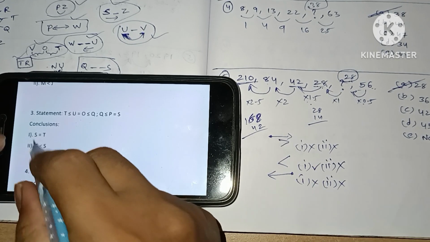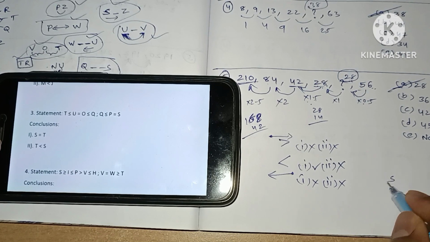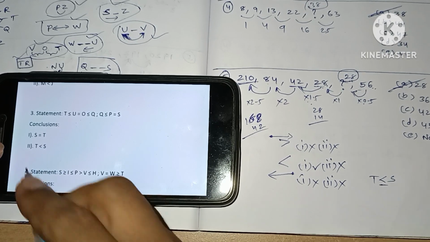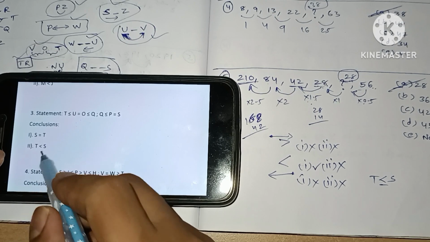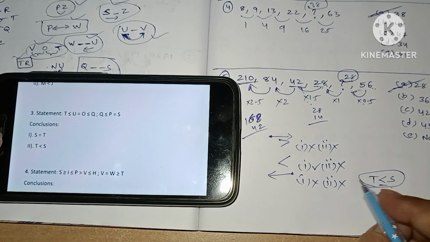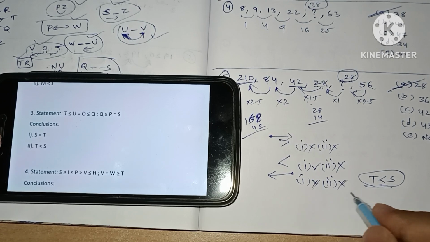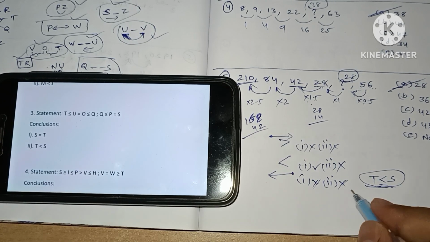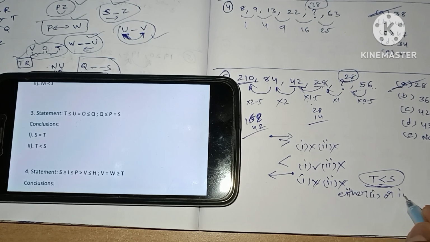But combining these two, we get a flow from S to T, and we have the same flow in our question also. So these two are false and we got the same flow. While combining these two equations, the answer will be either 1 or 2 for this question.